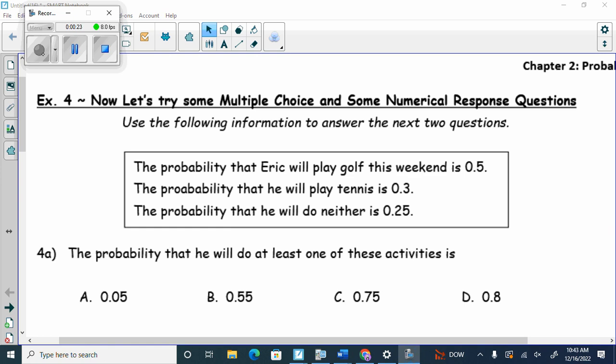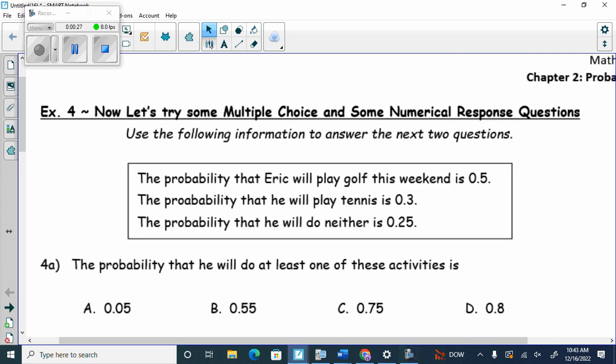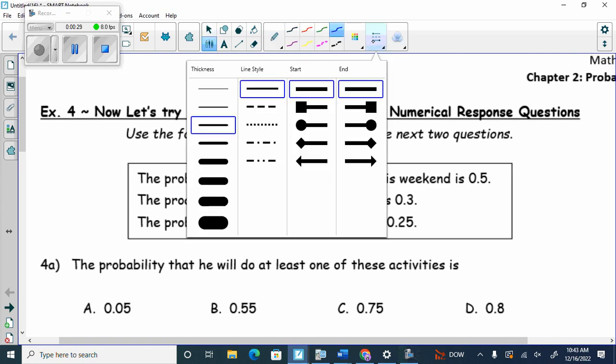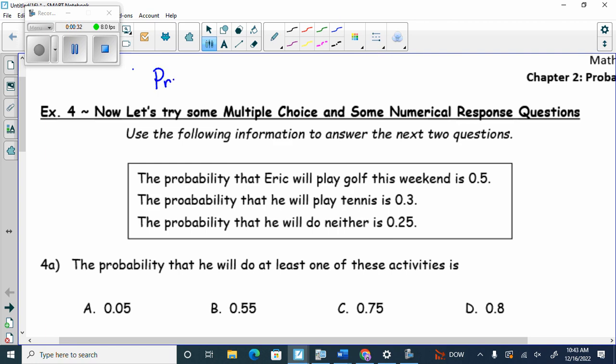Okay? So this one here is a probability Venn diagram. This is the first type. So it's the probability Venn diagram. If you get the feeling like it sounds like you could set it up in a Venn diagram, it's probably because you can. So we're going to look at this one.